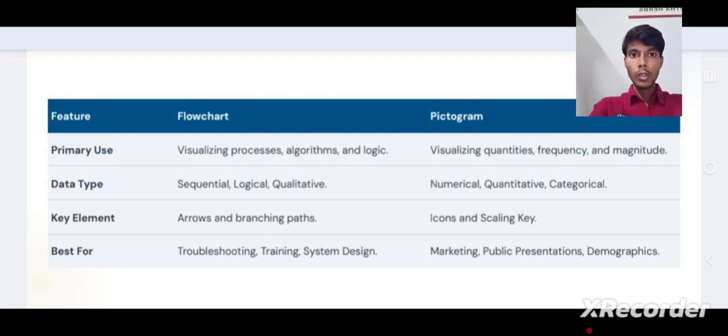Key element: in flowchart, arrows and branching paths. In pictogram, icons and a scaling key. Best for flowchart: troubleshooting, training, system design. Pictogram: marketing, public presentations, demographics.